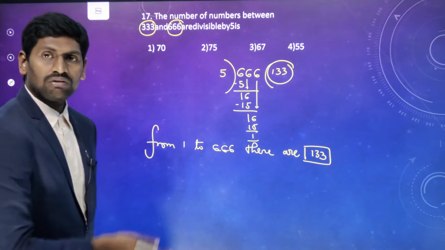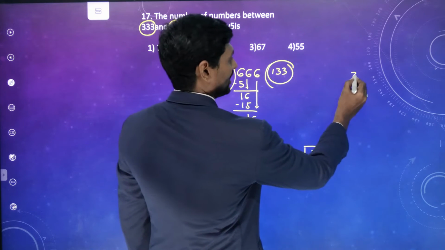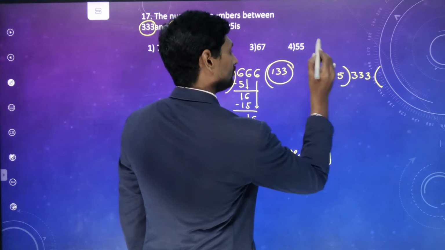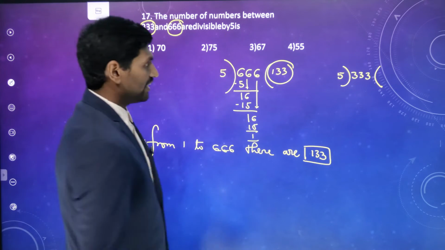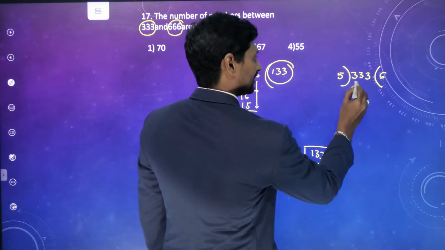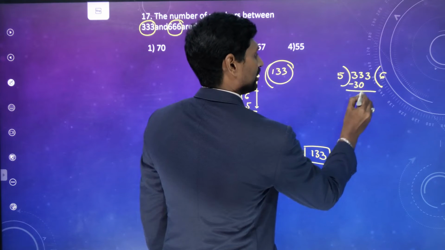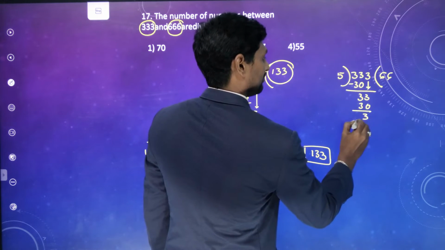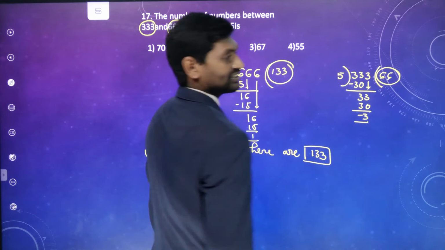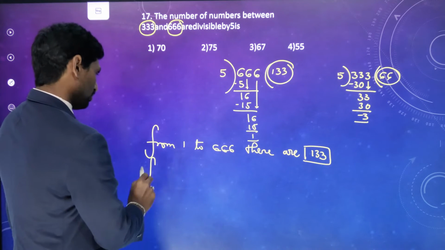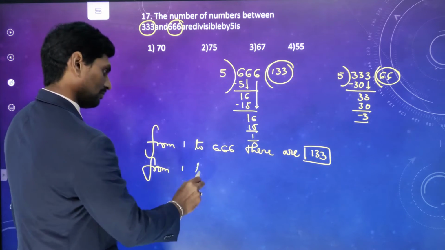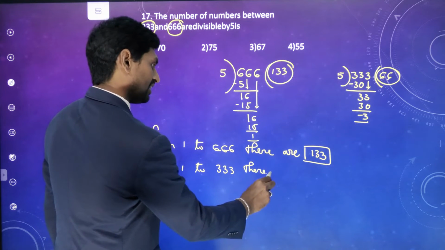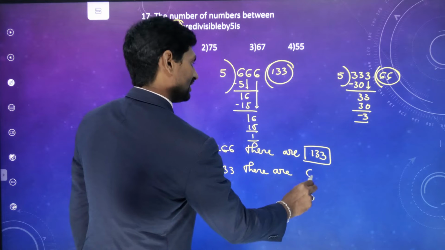Now from 1 to 333, I am just doing division. 5 table again. 5 sixes are 30, remainder 3, 3 down. Again 5 sixes are 30. We leave the remainder. The quotient is 66. So from 1 to 333, there are 66.